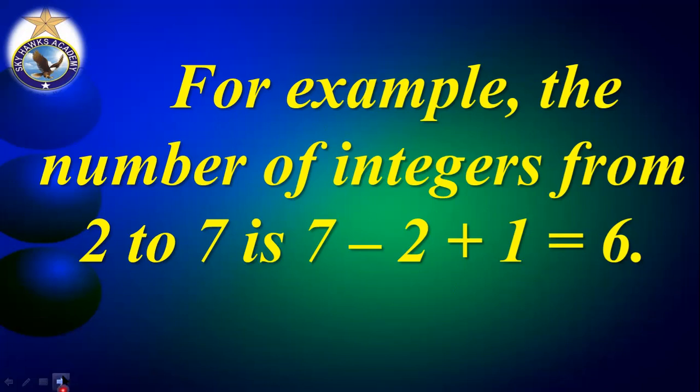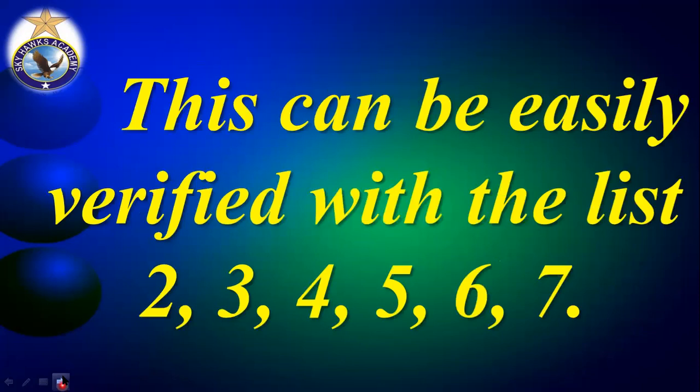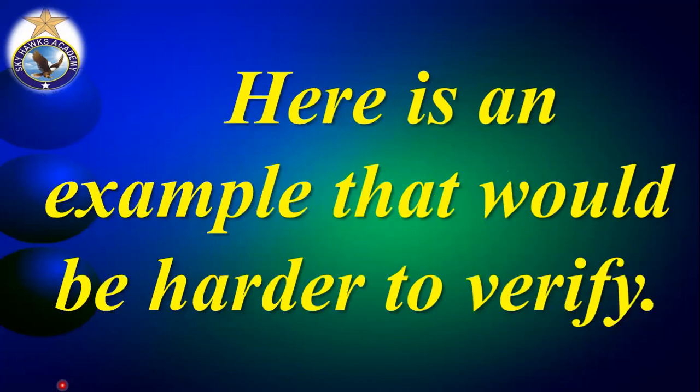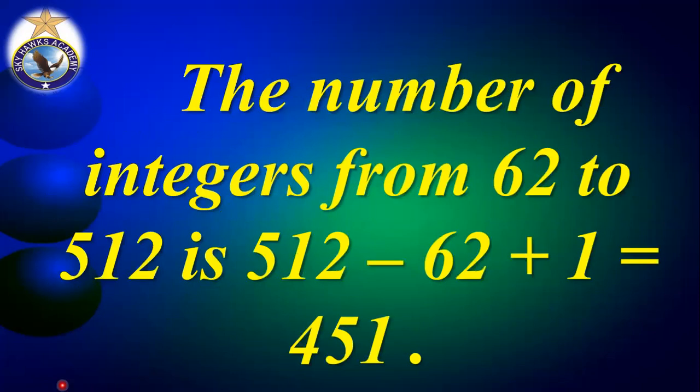So this was the example of this problem. Now let's see. This can be easily verified with the list 2, 3, 4, 5, 6 as I was counting on my fingers. So here is an example that would be hard to verify. Look at this. The number of integers from 62 to 512. If you are counting on fingers, it will take hours and hours. And if you are using the formula directly, you will get it in a second: 451.